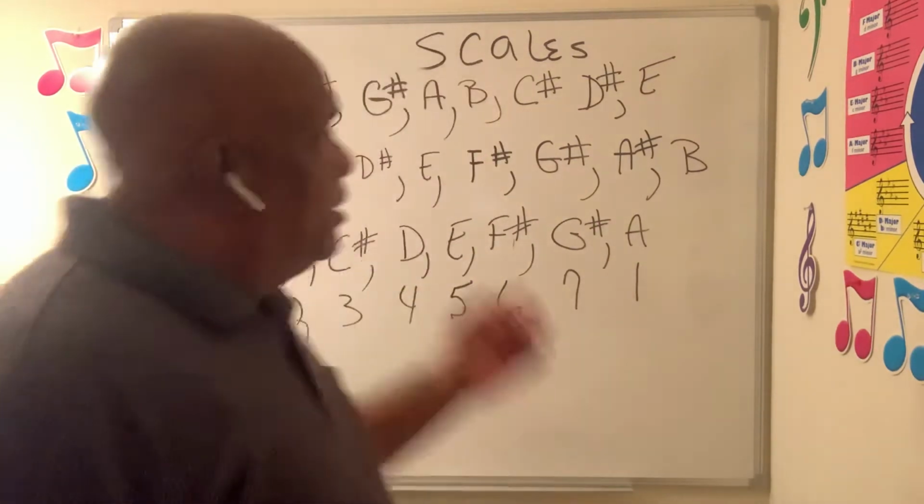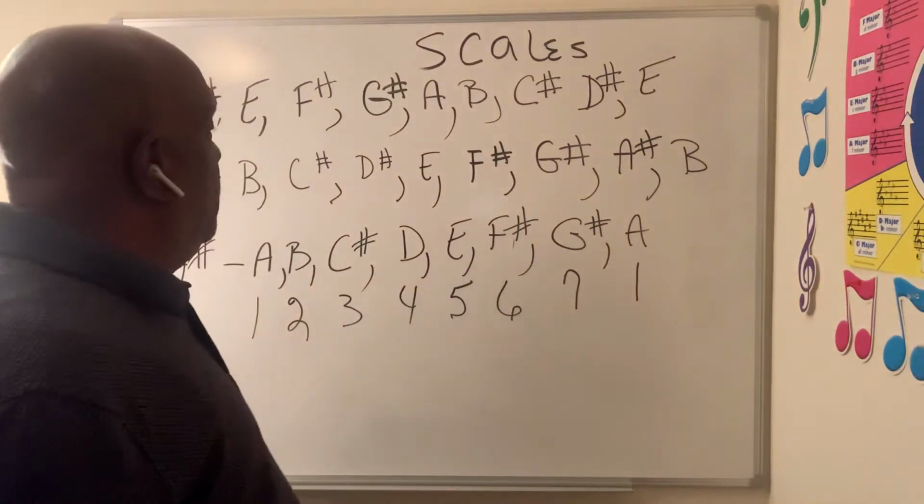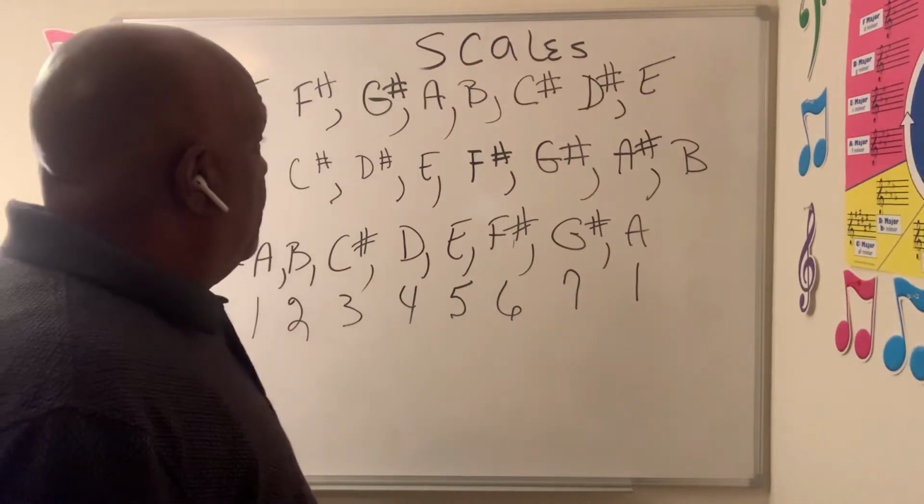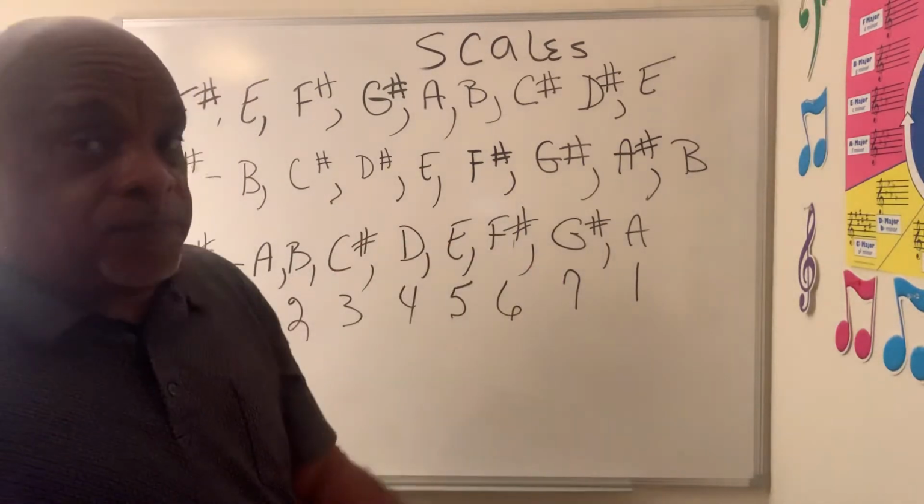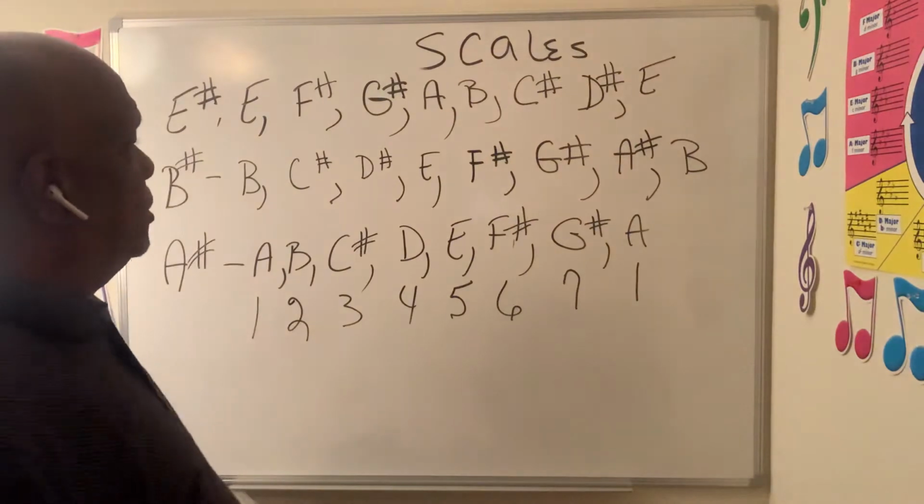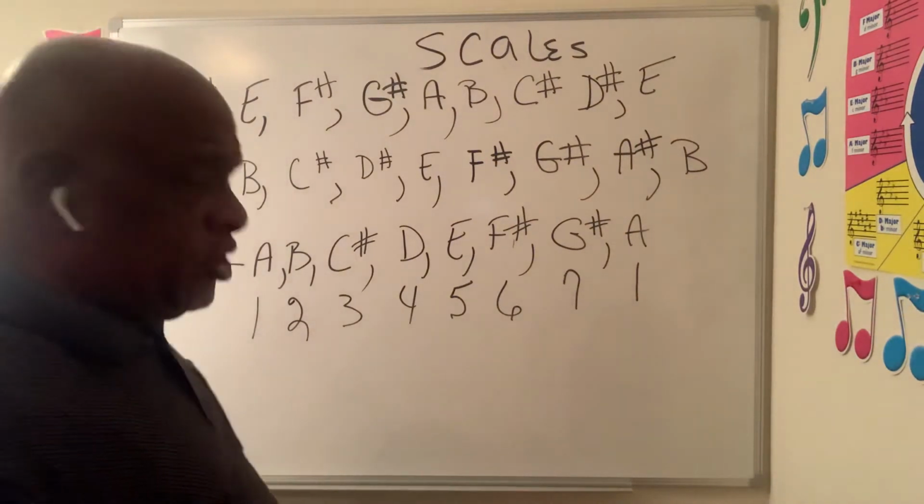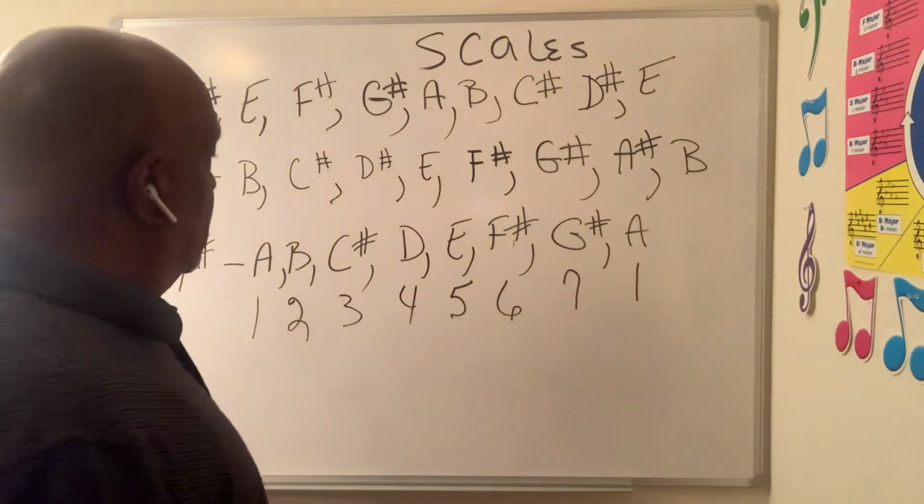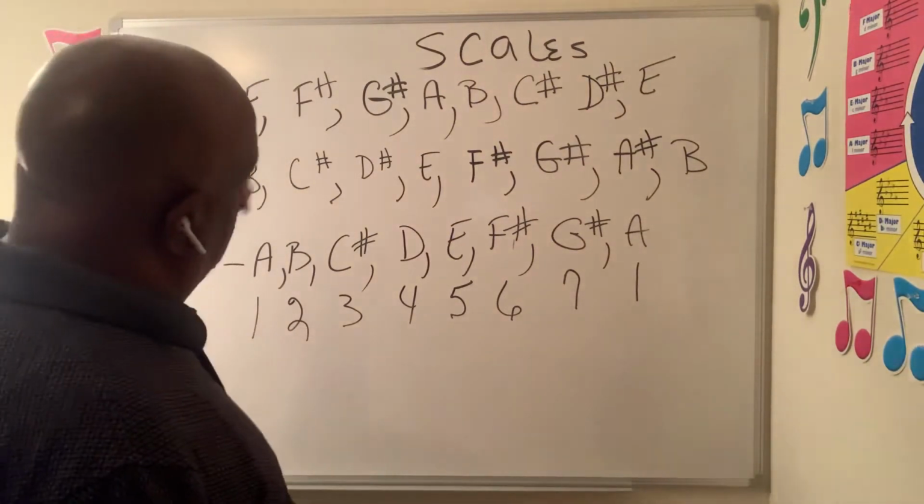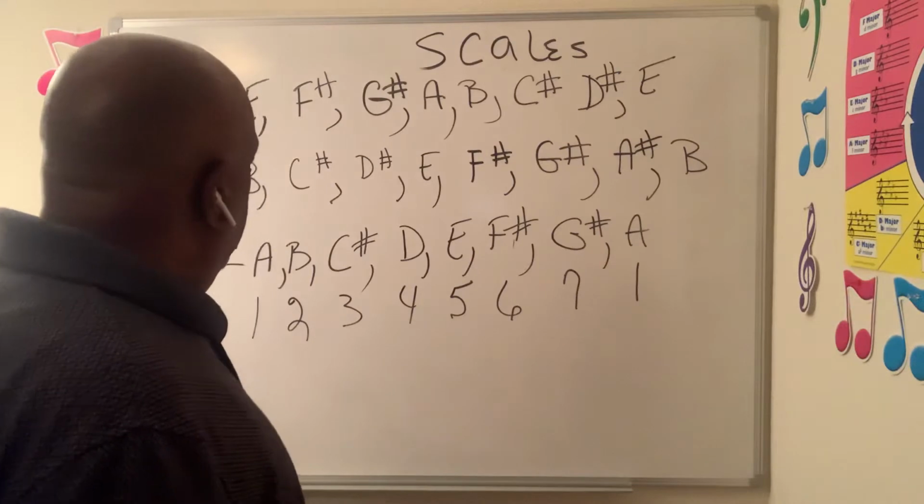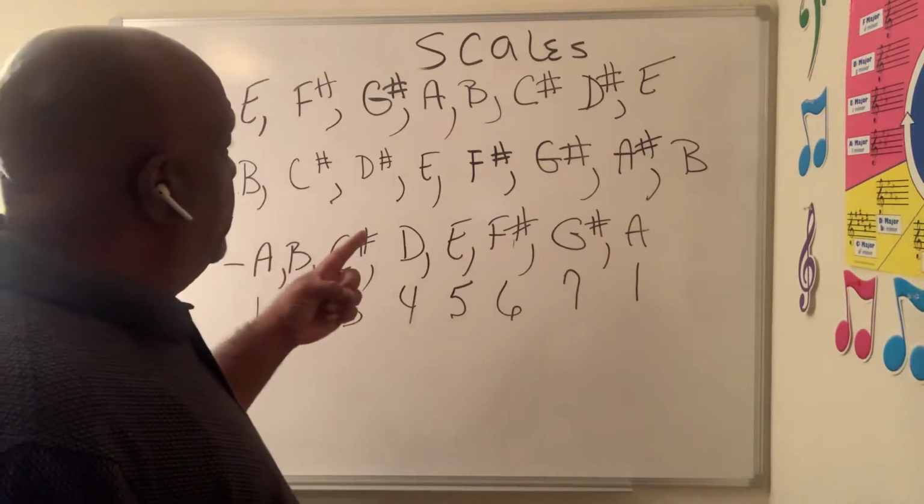Same system. Let's look up here at the E sharp major scale. Now, I didn't put the numbers up there, so I need you to look at it and tell me what's the 4 of E sharp. Just look at it. According to what we've done down here, tell me what's the 4 of E sharp. Okay, the 4 of E sharp major is A.